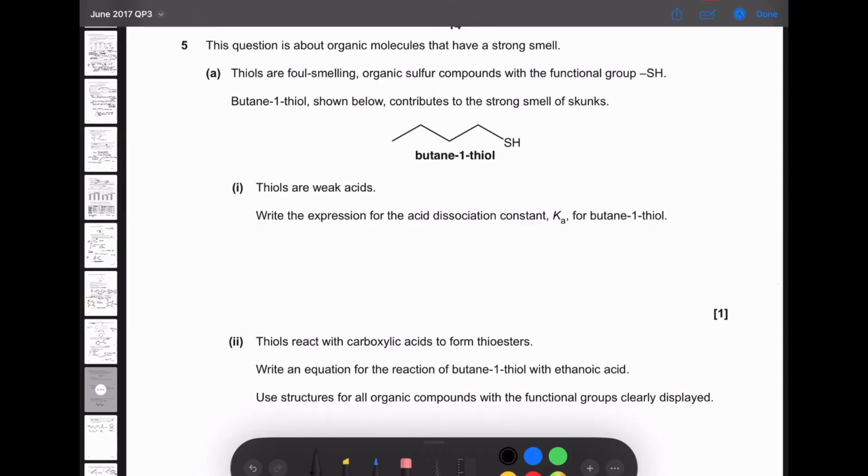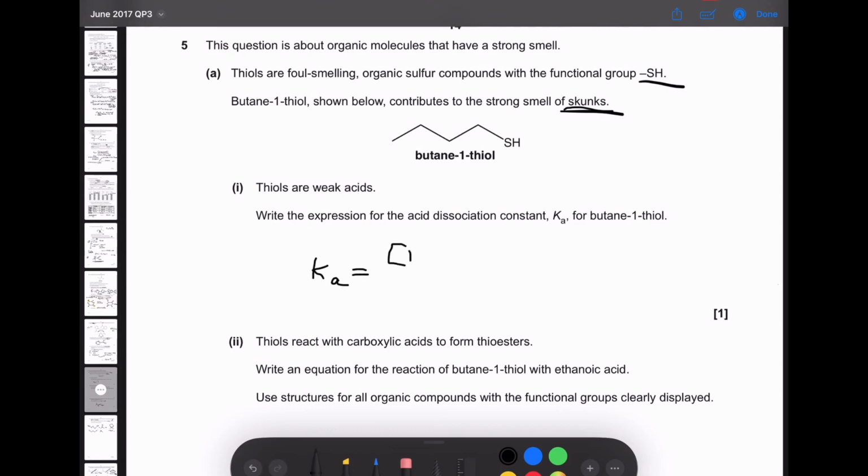This question is about organic molecules that have a strong smell. Thiols are foul-smelling organic sulfur compounds with the functional group SH. Butane-1-thiol shown below contributes to the strong smell of skunks. Way! OCR shout out. We love that. Thiols are weak acids, right? The expression for the acid dissociation constant for butane thiol. So, what's our Ka normally?